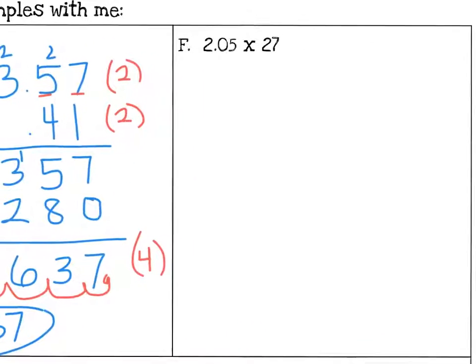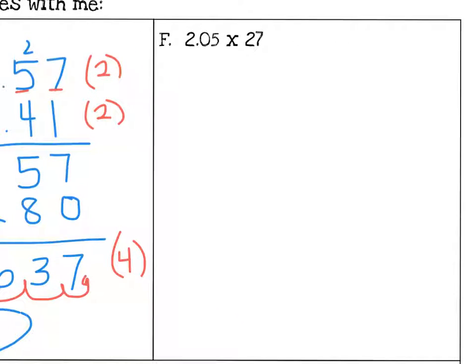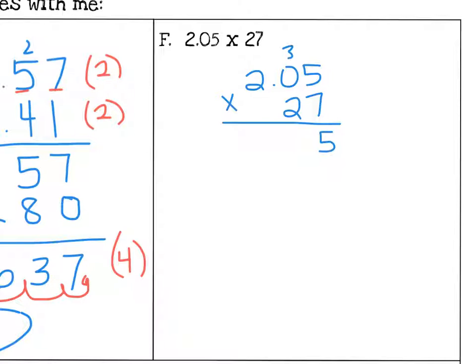Okay, let's come on over here and look at example F. So once again, we're going to multiply those numbers as if there were no decimal points. Okay, so I got my problem set up. Let's go ahead and multiply. 7 times 5 is 35. Carry the 3. 7 times 0 is 0, plus 3. 7 times 2 is 14. Start your second row with 0 as a placeholder.